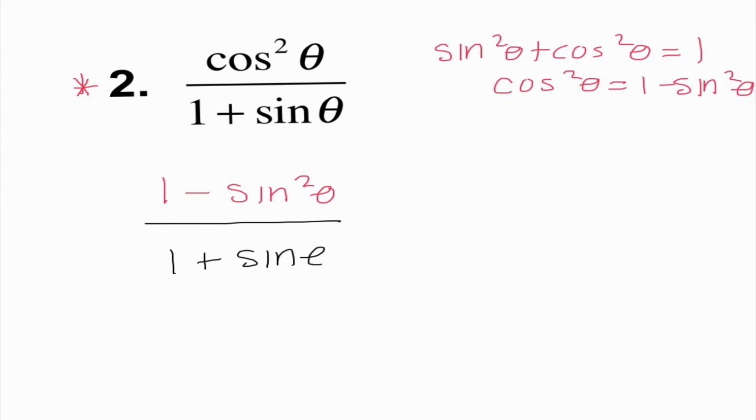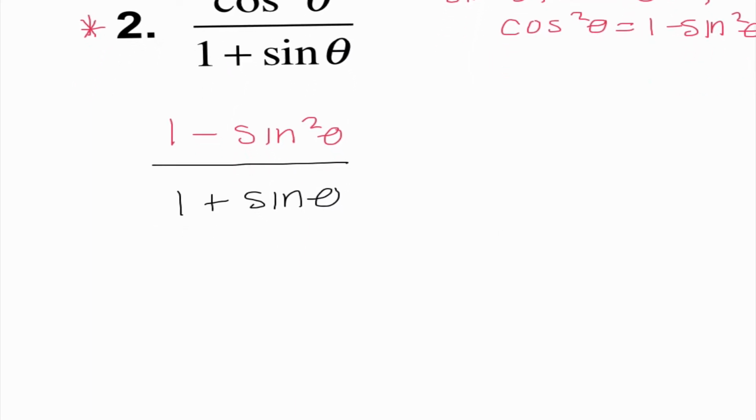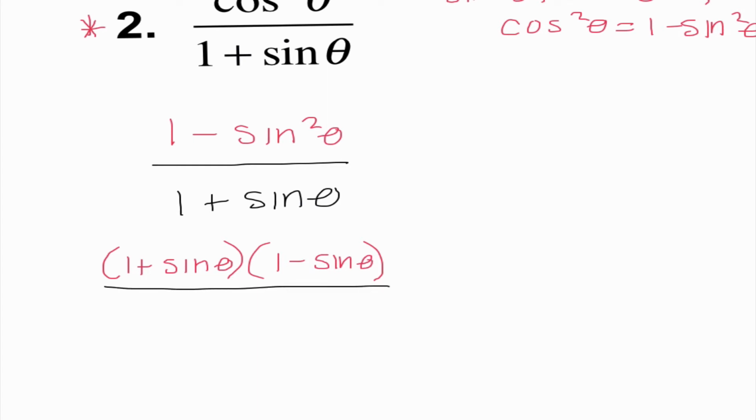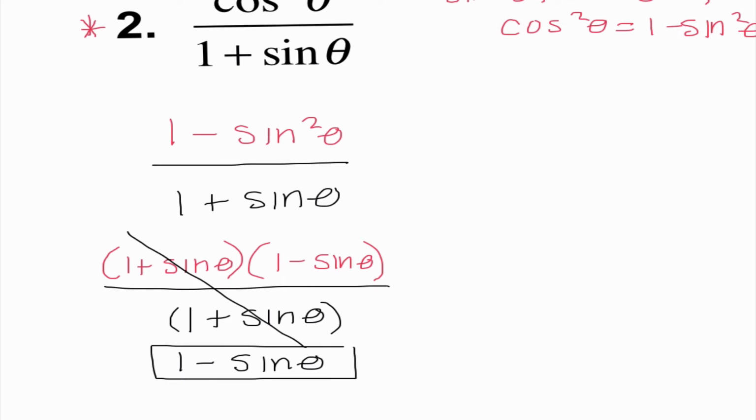Now, the only reason that I would think to possibly do that is I notice that I have 1 plus sine in my denominator, and I'm thinking getting things in terms of 1 and sine could eventually help me. In fact, I know 1 minus sine squared is factorable. It is one of our difference of squares, so it becomes 1 plus sine times 1 minus sine over 1 plus sine. And all of a sudden, something really nice has happened, and these 1 plus sines cancel out, and I am left with 1 minus sine. This is my final answer. There's nothing else that I can do with it.